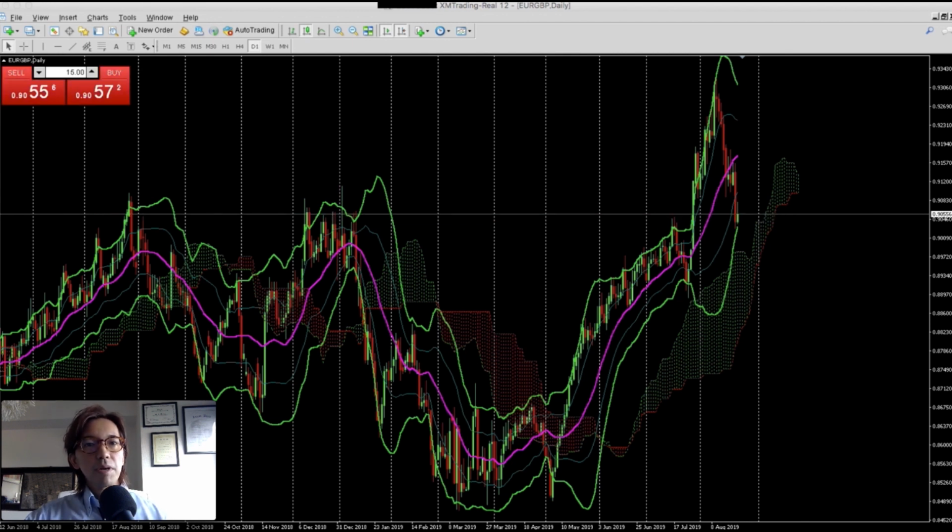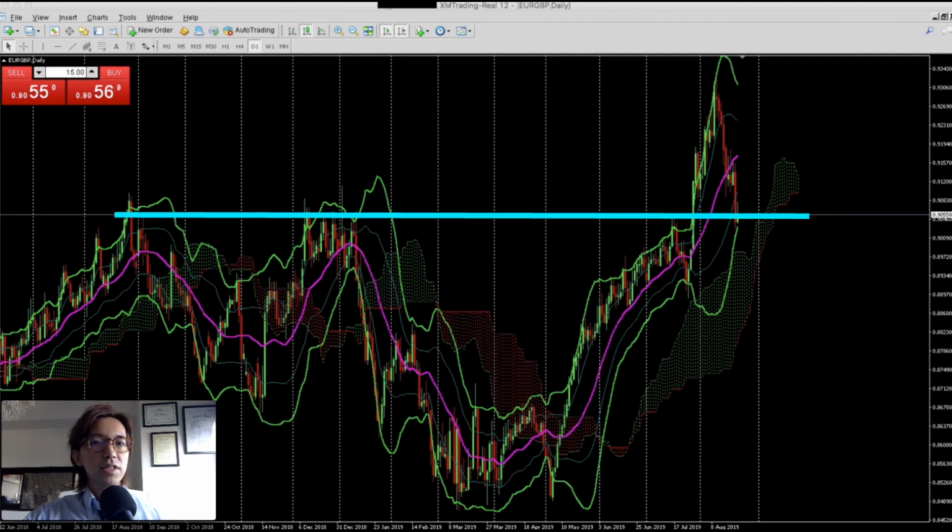And another case might be, it will be a range for a while at this level, consolidate and hovering around like this. And eventually the price goes up or down. That's something we never know. However, I'm thinking to place buy for now and I will tell you the reason why later.